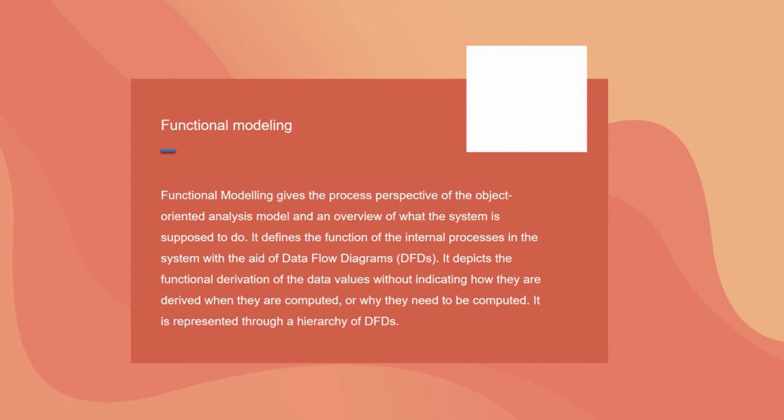It is represented through a hierarchy of DFDs, or data flow diagrams. The data flow diagram is a graphical representation of a system that shows the input to the system, the processing upon the inputs, the outputs of the system, as well as the internal data stores. A data flow diagram illustrates the series of transformations or computations performed on the objects or the system, and the external controls of objects that affect the transformation.